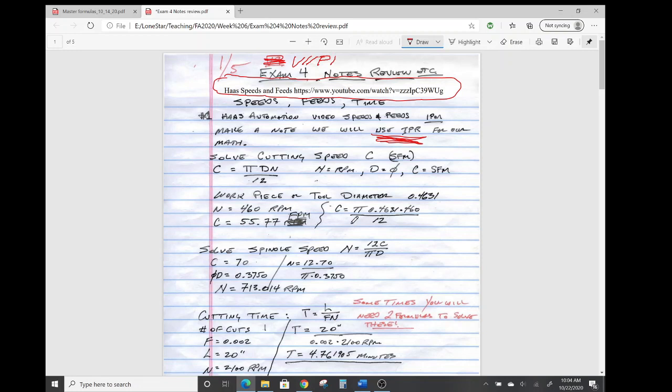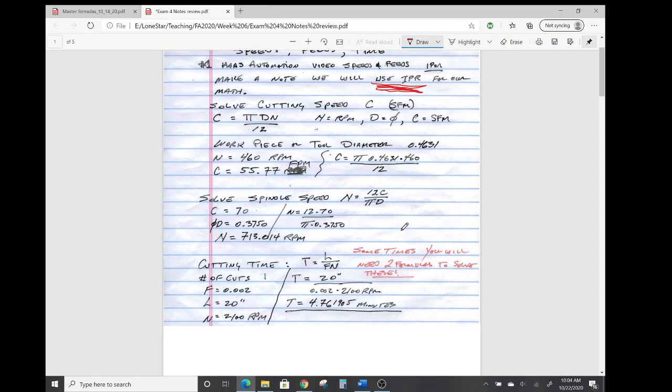Now, I'm not going to go to the calculator. You should be well enough into your calculator by now. You can do this simple formula here. Multiply across the top, divide by 12, and you're done. Now let's use the same parameters and let's solve for spindle speed. And this time we've changed the diameter.